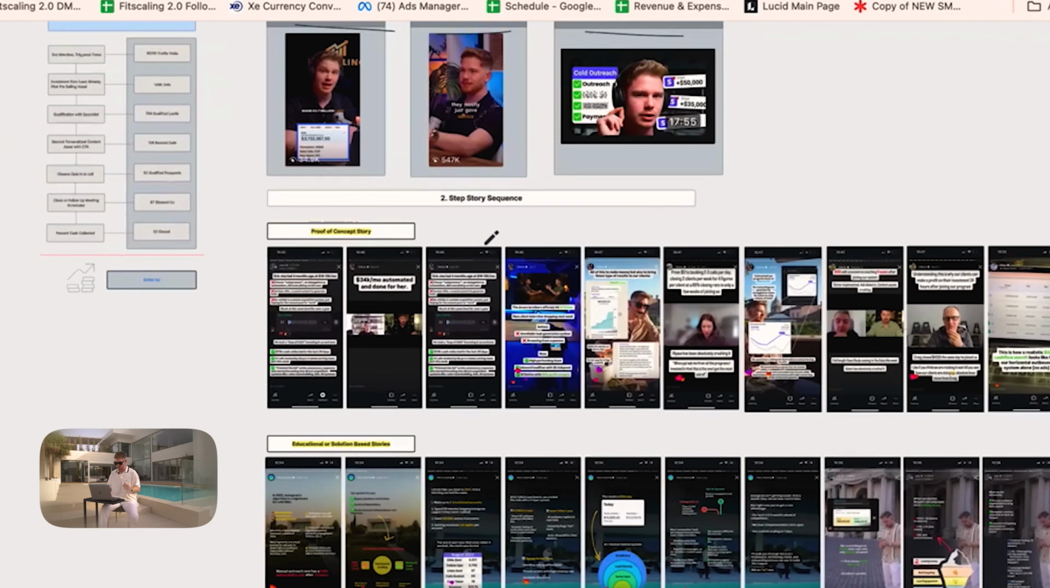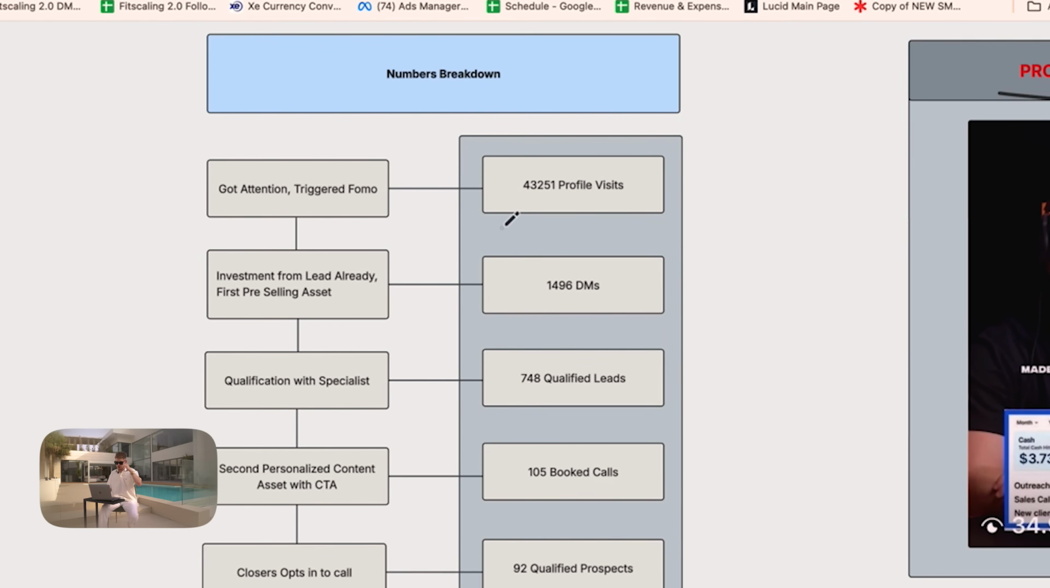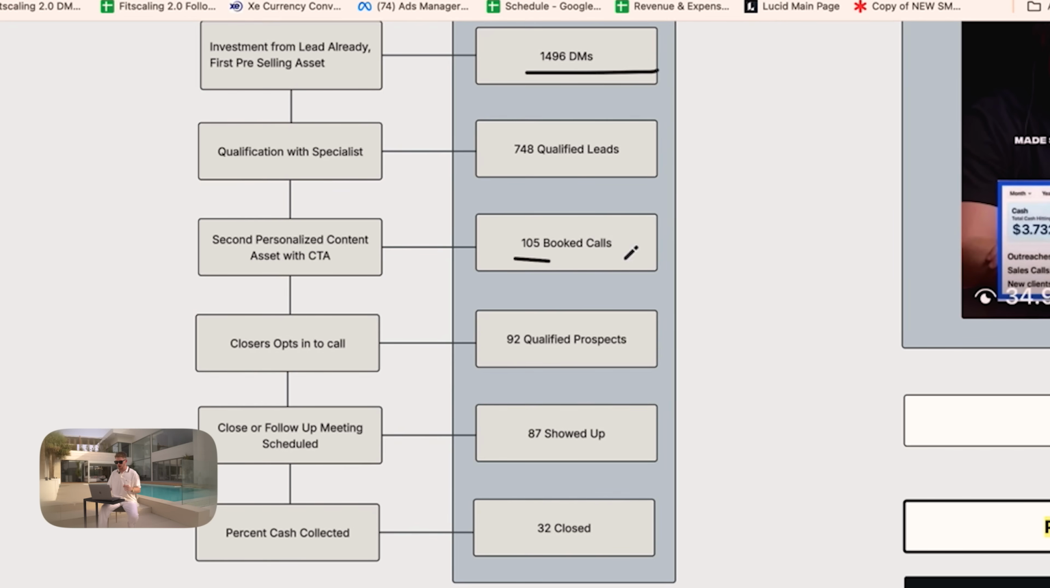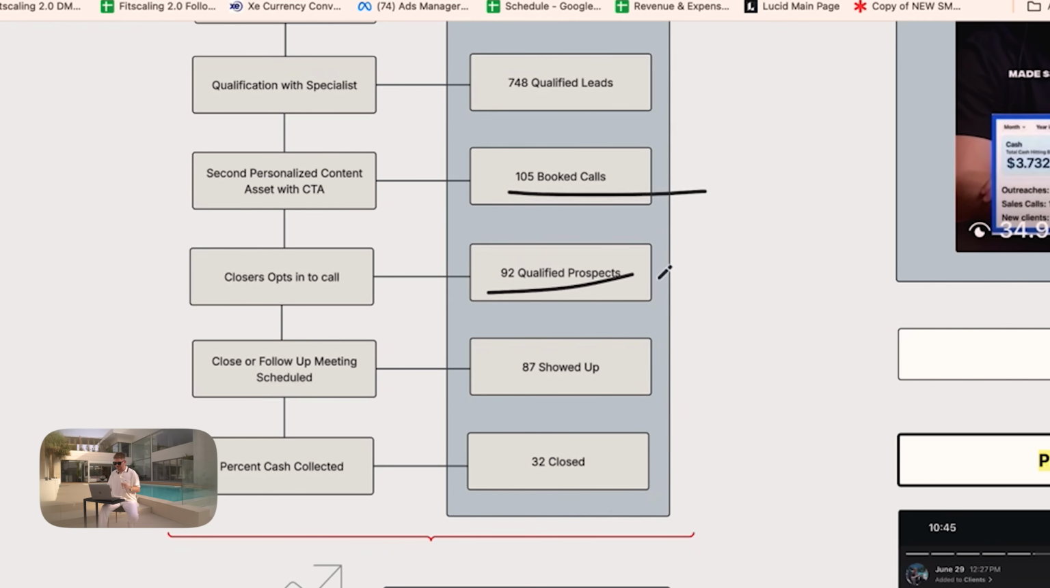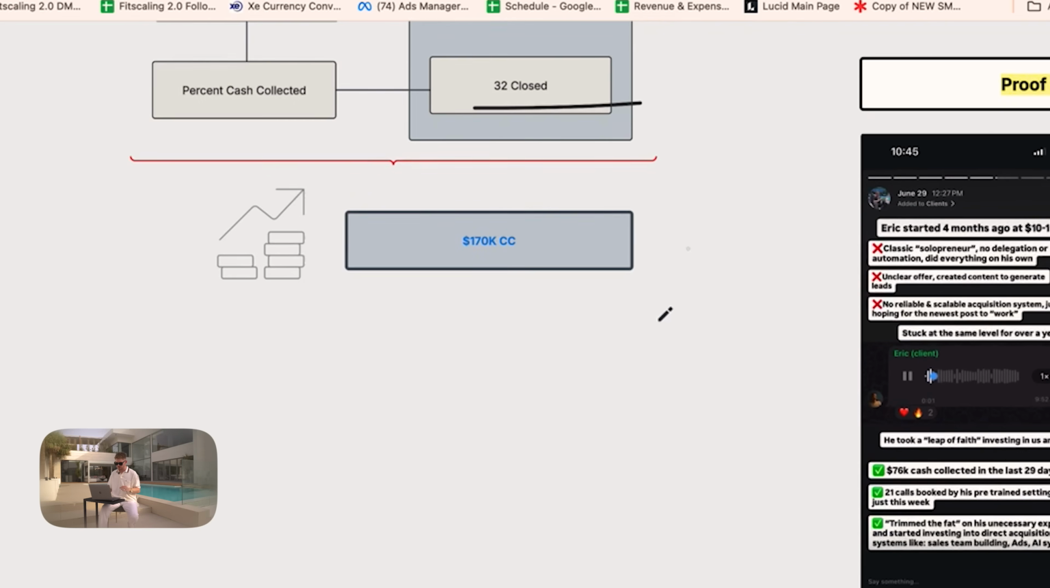So let's see this in action, all right? In terms of the numbers breakdown, how we break down our numbers, for example, one of our ads: the attention and the triggered FOMO, 43,251 profile visits. Investment from lead already, right? 1,496 DMs, 105 booked calls, 92 qualified prospects, 87 showed up, 32 closed, 170K cash collected in the month of June, which is absolutely insane.